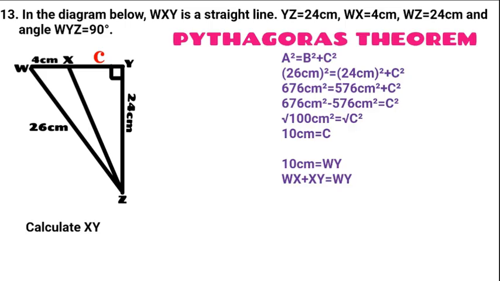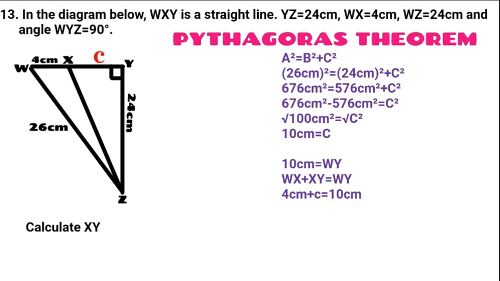Okay, so what is the value of WX? It is 4 centimeters, which I'm going to write there, then which will be added to the value of XY. Now XY is not given, but it's represented by c. So I'm going to write 4 centimeters plus c. Okay, then the sum of those two distances is equal to WY, which is 10 centimeters.